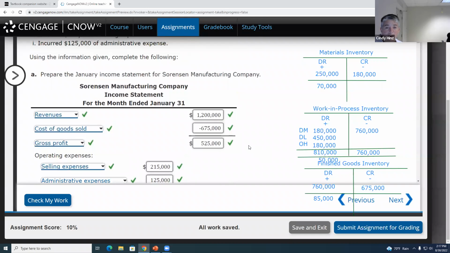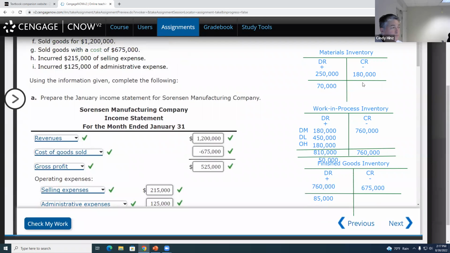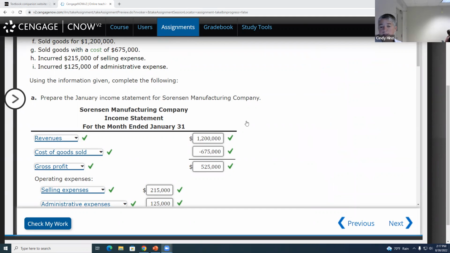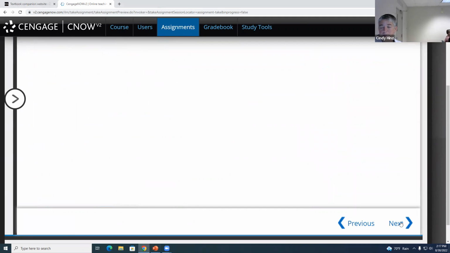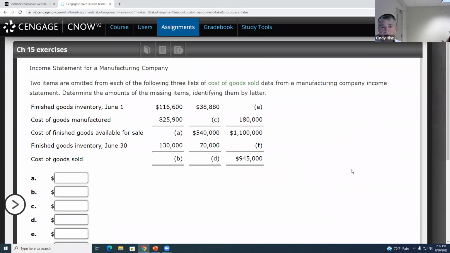Okay, questions about that? So at this point, we should be getting a little bit more comfortable with the flow of costs through these inventory accounts, what each of the three is used for. Any questions? Here are my drawings. And let's move on to the next exercise.